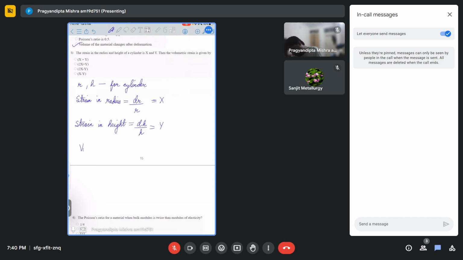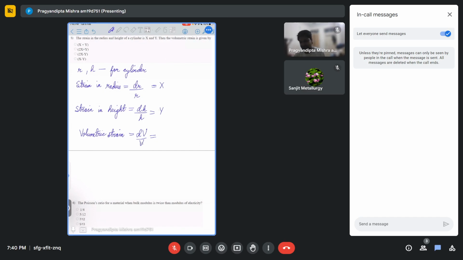The volumetric strain for this is change in volume by original volume, that is equal to what? Pi r square h, right, is your volume for a cylinder. So this will be pi times r square. So r plus dr. Actually, the square term will be like 2 dr by r. Correct. Because why will we say that it is 2 times r dr? Why are we saying that?